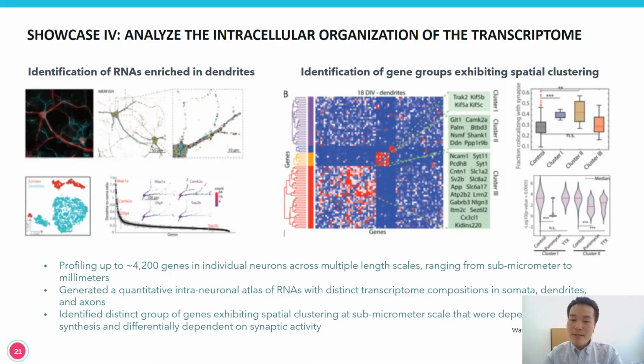So in this recent poster study on bioRxiv, MERFISH was used to profile 4,200 genes in individual neurons. And by using immunostaining to trace neurites, MERFISH enables a direct visualization of different RNA species in different neuronal compartments such as axons, dendrites, and soma. And this really allows the identification of RNAs enriched in different neuronal compartments. For example, in the plot showing on the left, what you are seeing are the RNAs enriched in the dendrites.